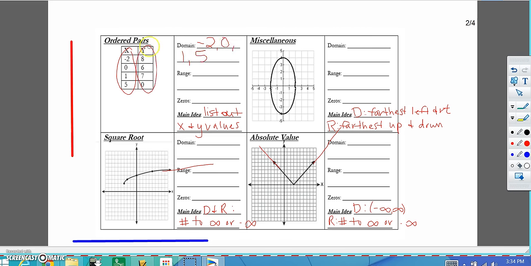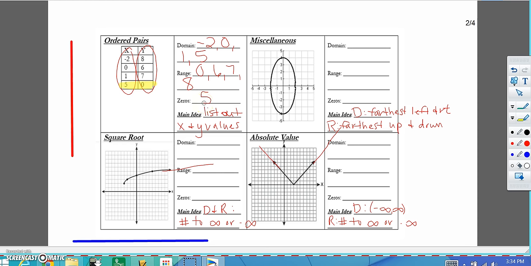Range is all the y values. So I'm going to, again, put it in order, 0, 6, 7, 8. The zeros are where the graph touches the x-axis, and that is also where y equals 0. So in this case, y equals 0 right here at 5. So 5 is the 0.